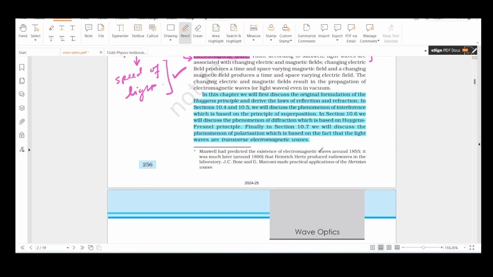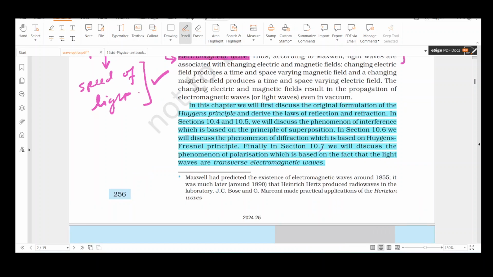So this is what we have as an introduction. This part in blue or turquoise is what we will learn in this chapter. In this chapter, we will first discuss the original formulation of Huygens' principle. We are going to discuss that, and derive the laws of reflection and refraction. This is going to be interesting.